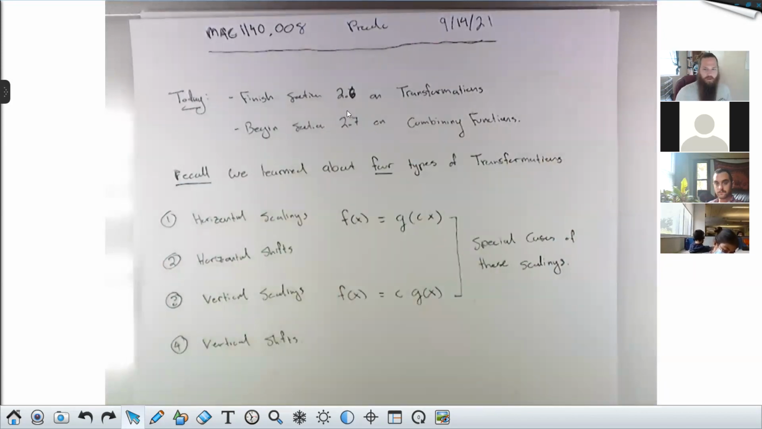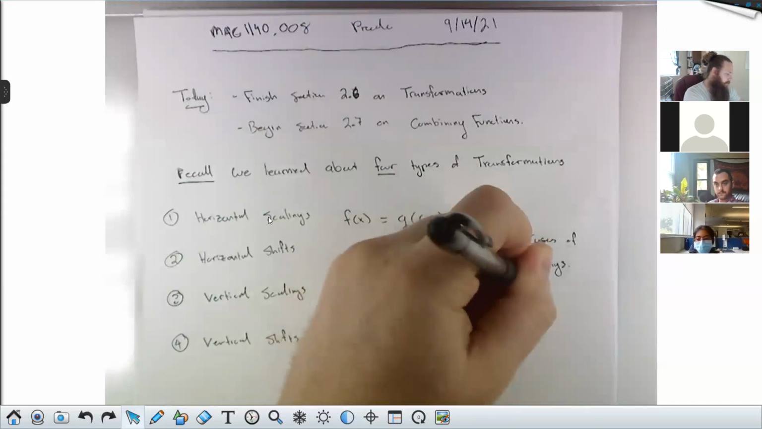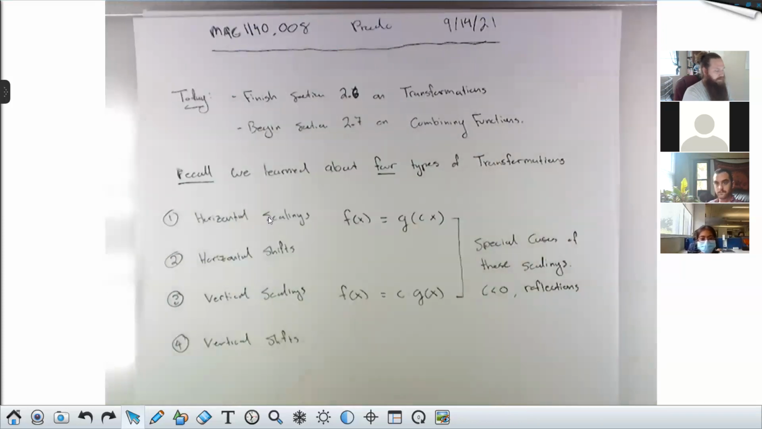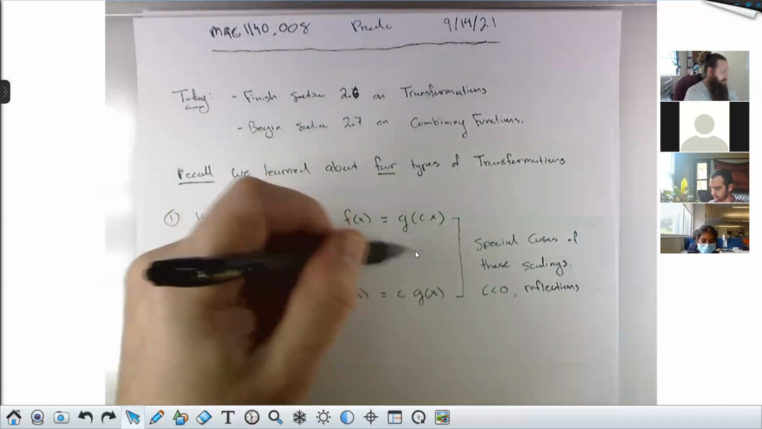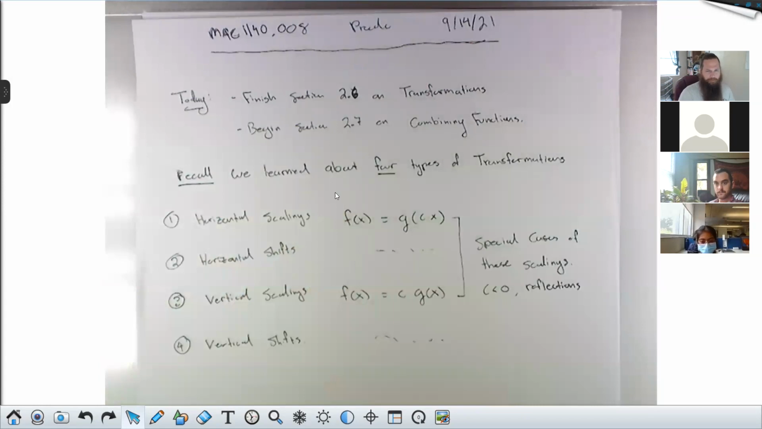Specifically, what I'm talking about here is where C is negative. These are sometimes called reflections. I think we touched on this just a little bit in class on Tuesday, but we're going to look more deeply at these today. I'm not going to fill in the things here. These are all in your notes from Tuesday. But I want to remind you that a horizontal scaling is where you multiply on the inside by some constant, and a vertical scaling is where you multiply on the outside by some constant. And in most of the examples we've seen, that constant's been positive.